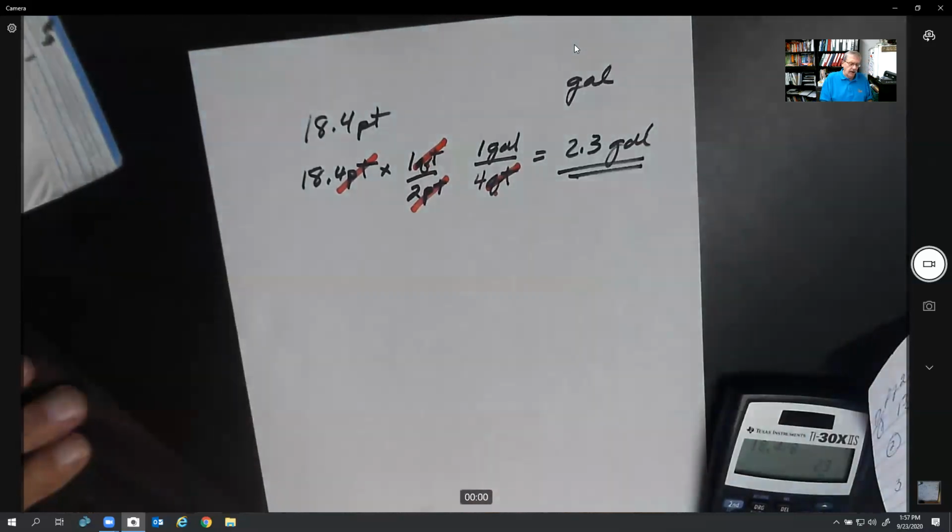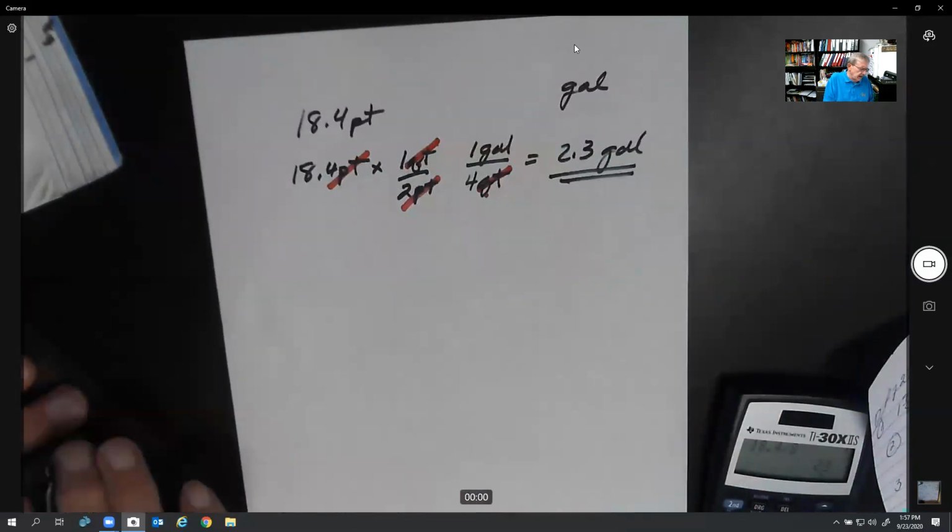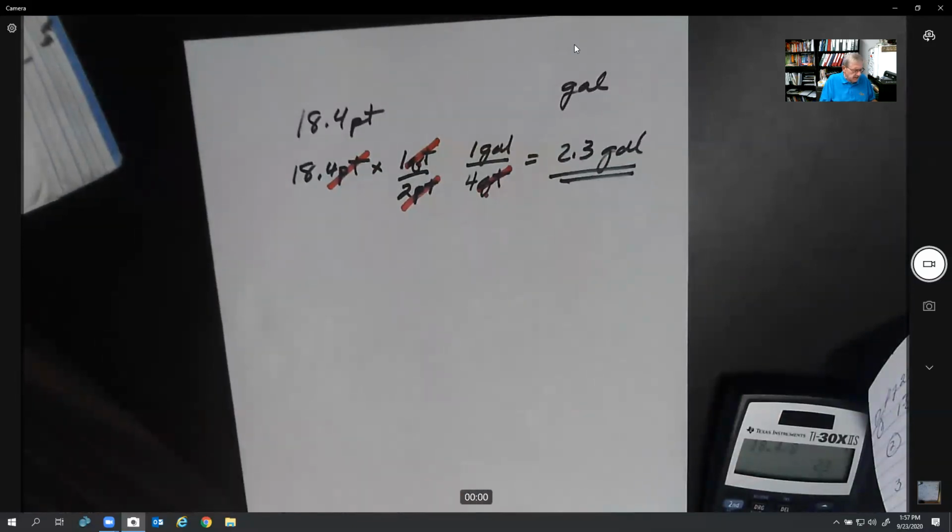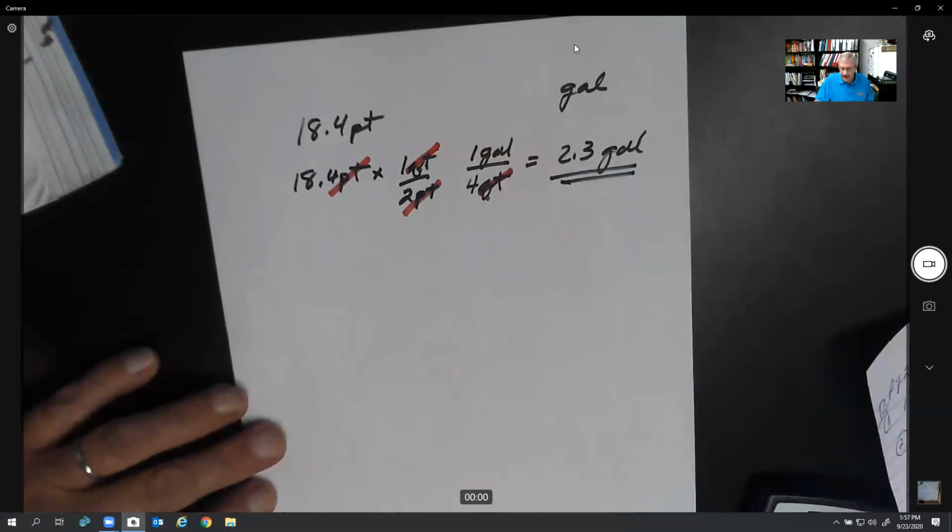So I hope this helps. Conversion is a difficult thing to do. Next time we're going to be talking about the metric system. But we want to kind of see how to do these things.